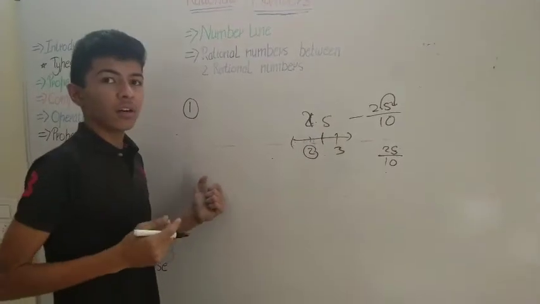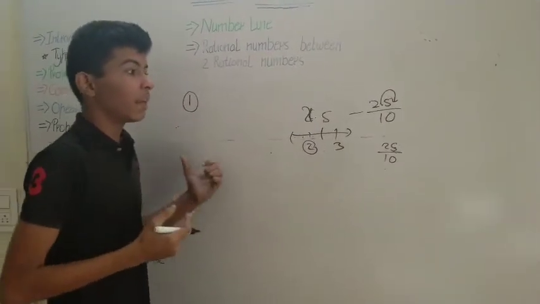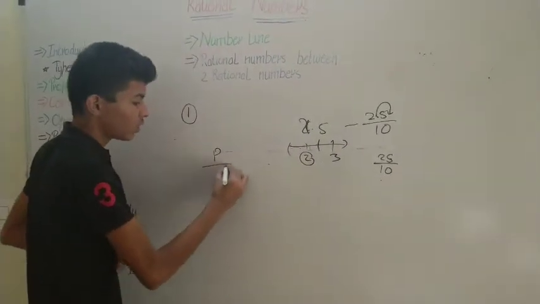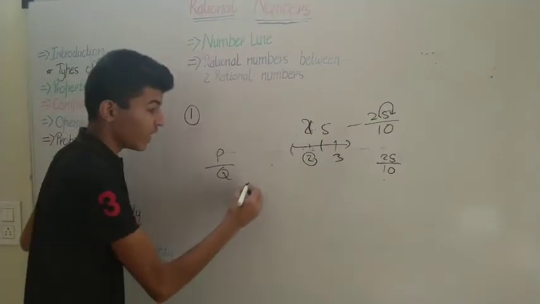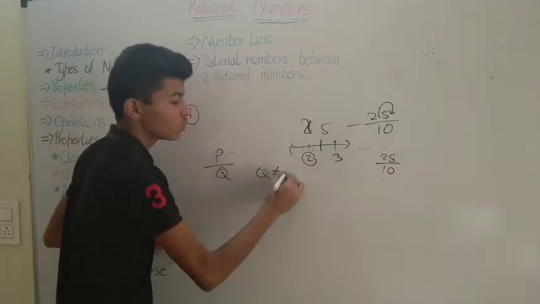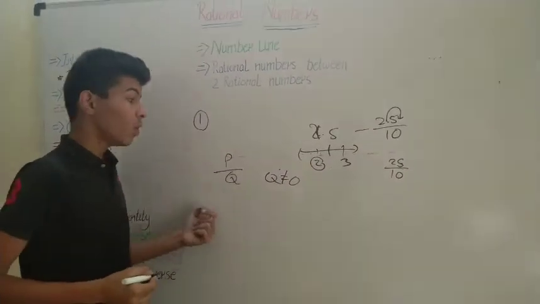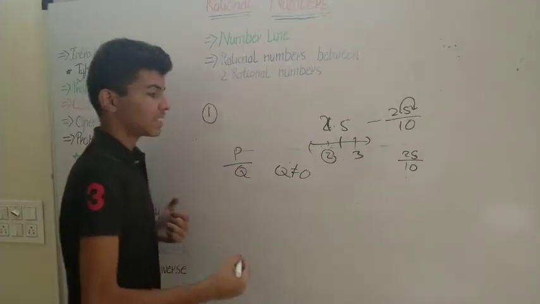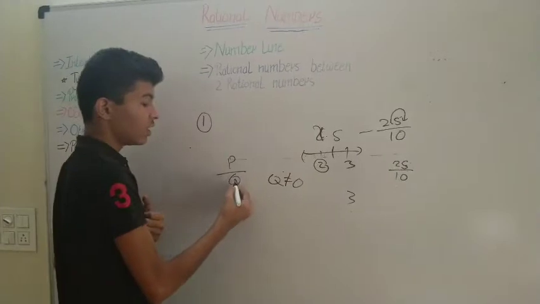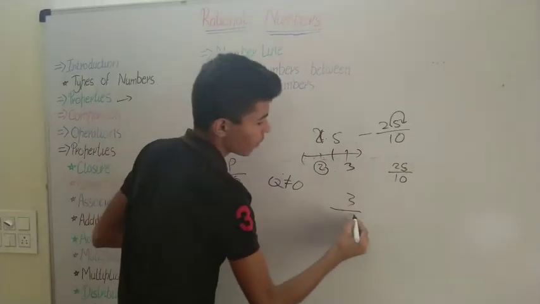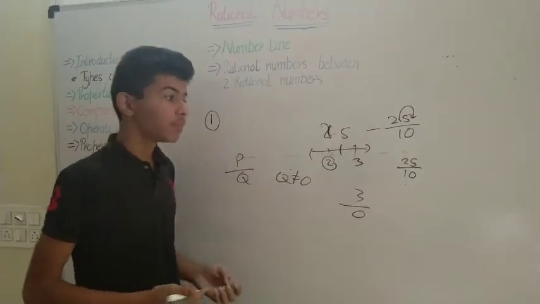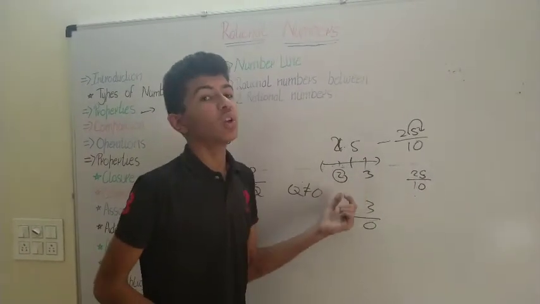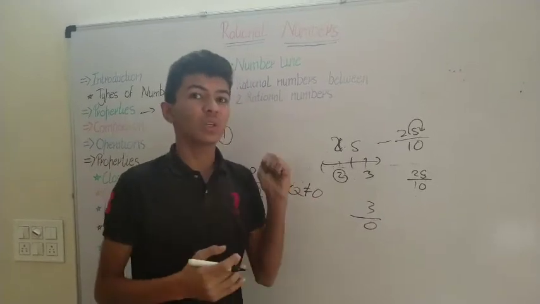So every rational number is nothing but a fraction written in the form p by q, that is p divided by q, where q is not equal to 0. Why q not equal to 0? Because if we take any number as the value of p, like 3, and take q as 0, it is undefined. So now let's move to why 2 is also a rational number, or just like 1 is also a rational number.